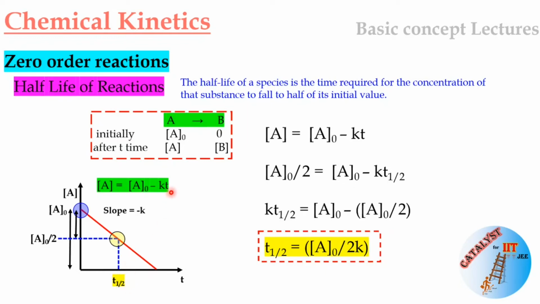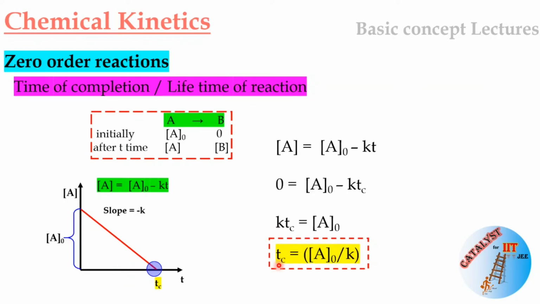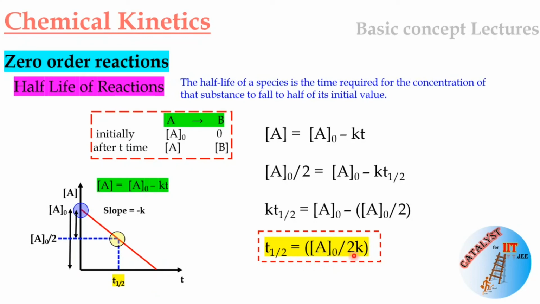Now how do you get the expression for T half? Again, you use the integrated rate equation for zero order reaction. At T half, the concentration of A becomes A0 by 2 because it is half of the initial value A0. If you solve this, you get k T half equal to A0 minus A0 by 2, and finally T half equal to A0 by 2k. Before, we got Tc, the time of completion for a zero order reaction, as A0 by k. Now you get T half equal to A0 by 2k.